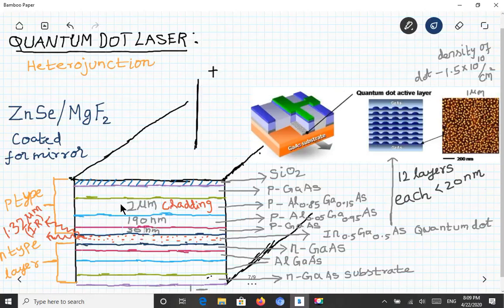We are actually reducing the thickness, if you see. So the first one is 2 micrometer, then it is reduced to 190 nanometers, then it is reduced to 30 nanometers, and coming to the quantum dot, it is still lower, which is less than 20 nanometers. We are reducing the thickness gradually.